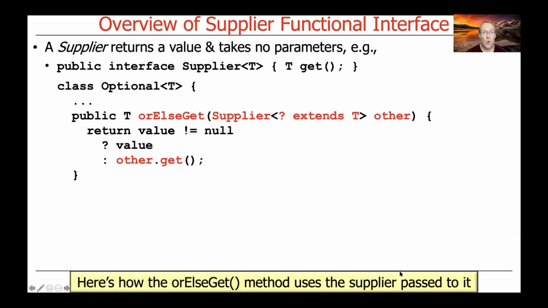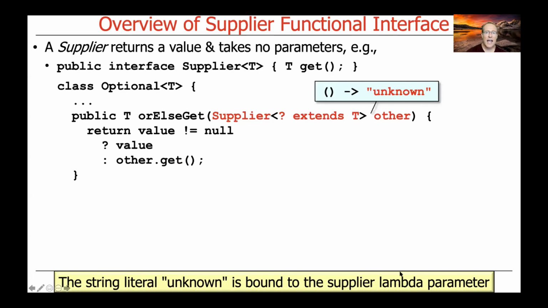So let's go ahead and take a look at the orElseGet method, which is defined in the Optional class. And you can see that it takes a supplier, and it's called other. So it's going to be the other value you give back if the value of the optional is empty. And as you can see here, if value is not equal to null, then we give back the value. But if value is equal to null, we say other.get. And in this case, other.get will be what's returned by this lambda supplier, which is the string unknown.